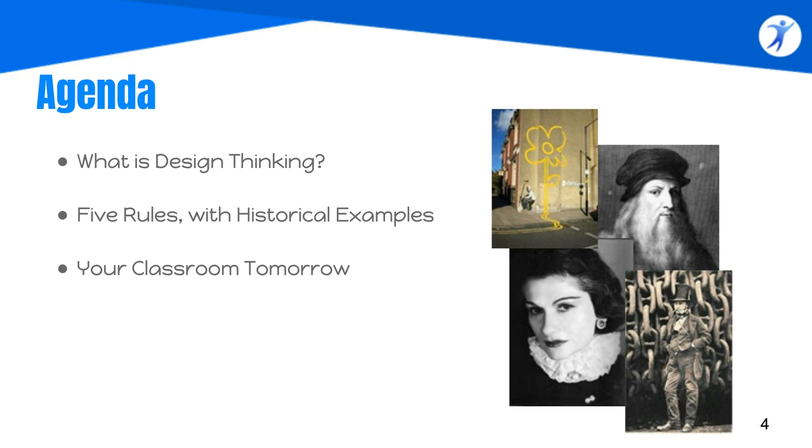The agenda looks pretty short, but we've got a lot packed into it. We're going to do a little bit of a review of what is design thinking. And then we're going to get into those 5 tips, those 5 rules, and there's going to be historical examples that come along with those. That's going to make up the bulk of our time today. And then at the end, we're going to have a little bit of time to do some reflection, some speculation about what your classroom might look like tomorrow as a result of what we do here.